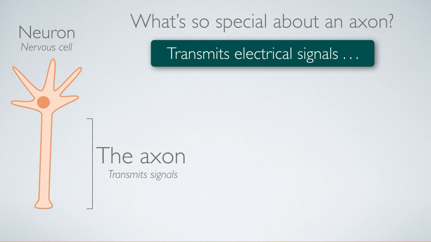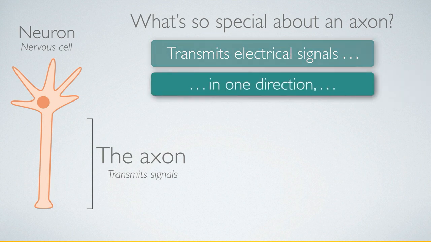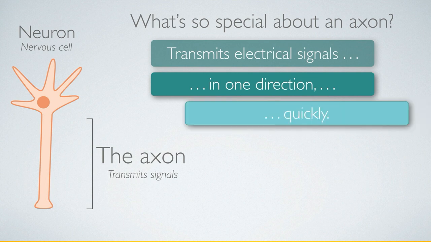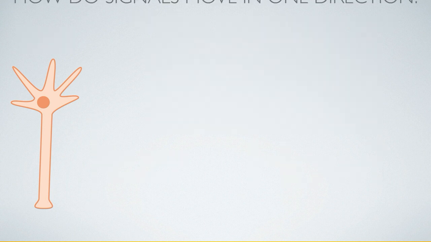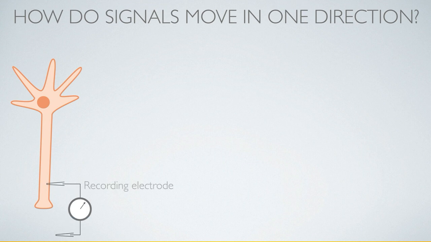Next, we're going to look at how those action potentials propagate along the axon in one direction and how they do so quickly. All right, so our question is how? How is it possible that axons are capable of these feats? And the answer to that question is going to come from a consideration of the membrane properties of the axon. So how do they move in one direction?